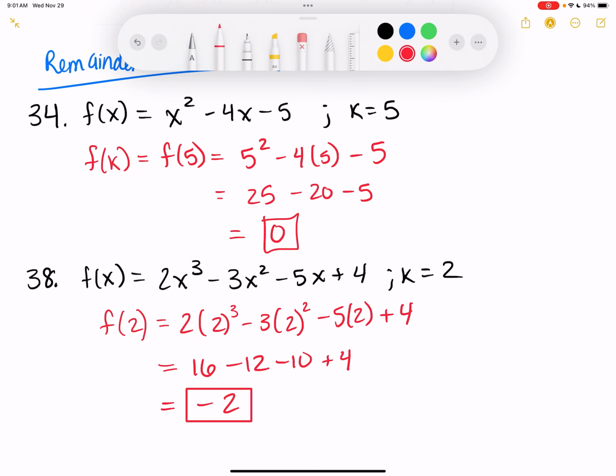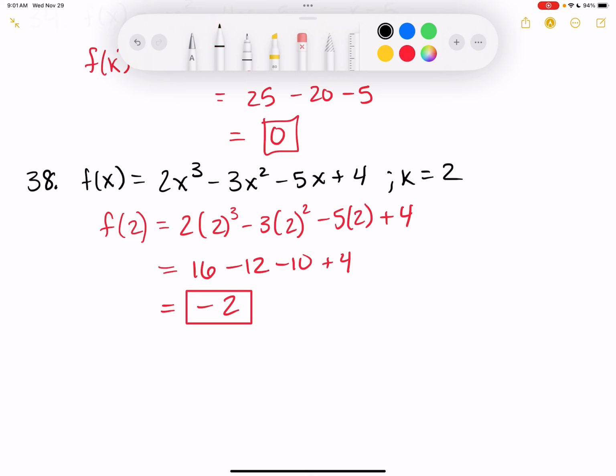And again, this is leading into the future sections that we'll do where we have to be deciding if something's a factor or not. And if we get a remainder, we'll know that it's not. If we get 0, then we know that it is. And the part where it says if it's not, give the value of f of k, that just means tell what the remainder is.